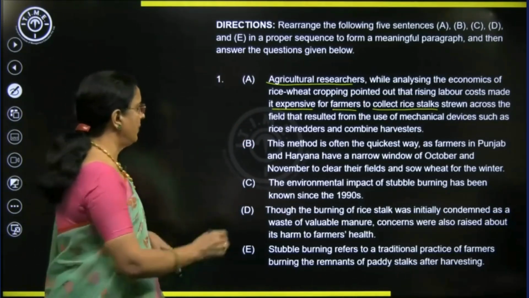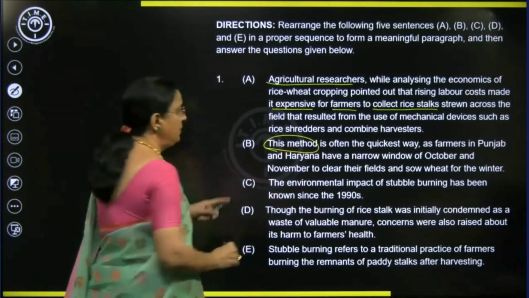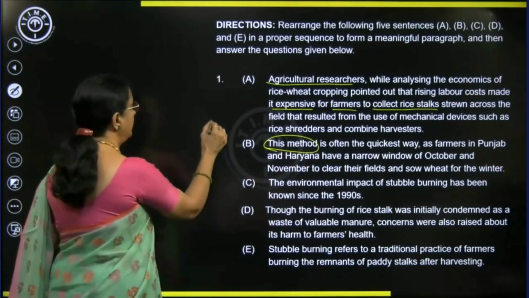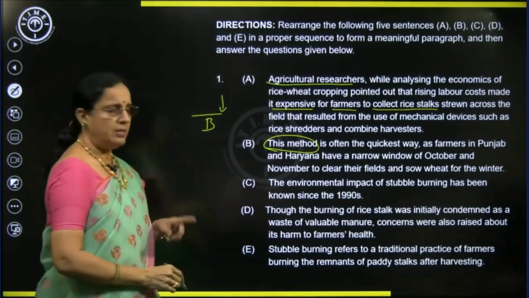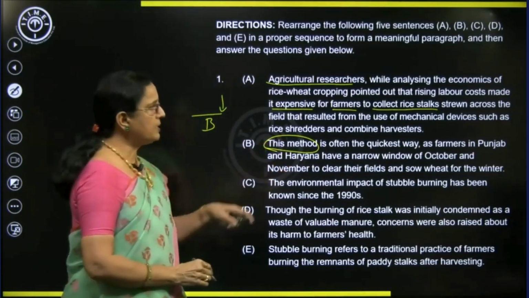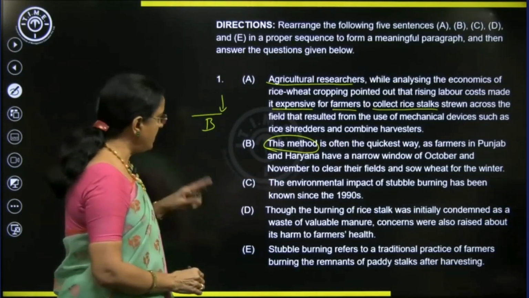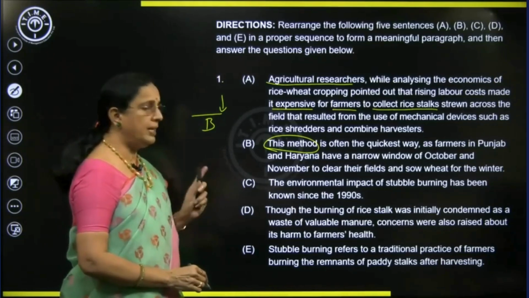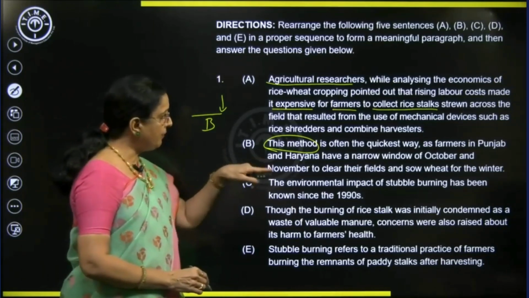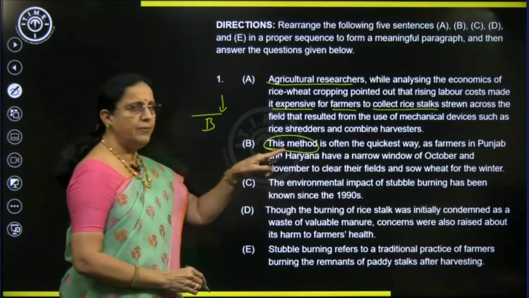This method is often, what is this method? The moment I see this method, what do I do? B should be preceded by some statement. Right? Okay. Often the quickest way, as farmers in Punjab and Haryana have a narrow window of October and November to clear their fields and sow wheat for the winter.